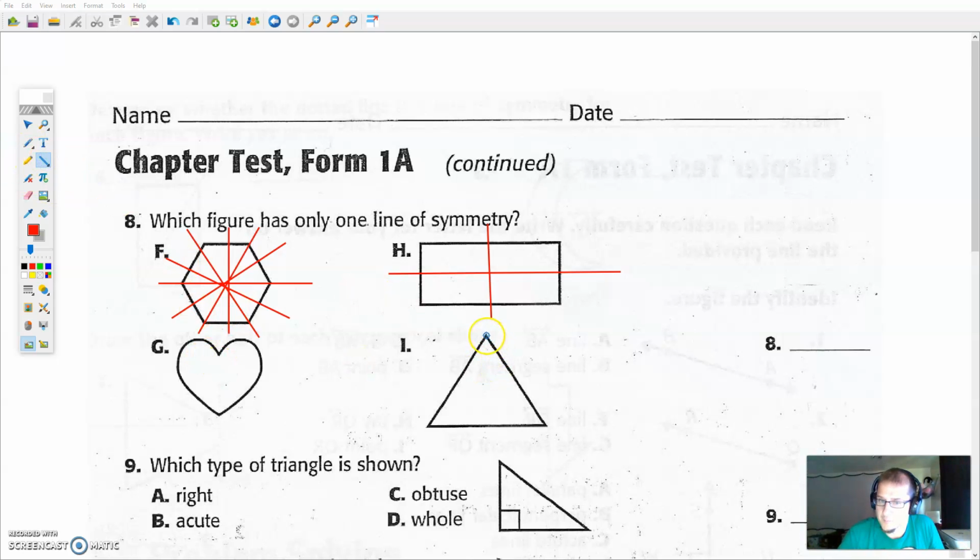The triangle has lines from top down from all three corners. It looks like that's an equilateral triangle, so that one's going to have 3, which tells us that the heart being cut in half right like that is its only line of symmetry. The heart would be your answer for which one has only one line of symmetry.